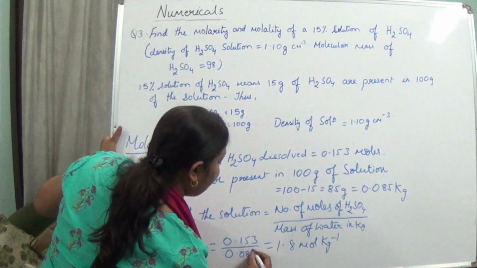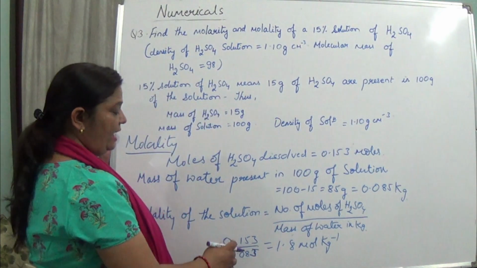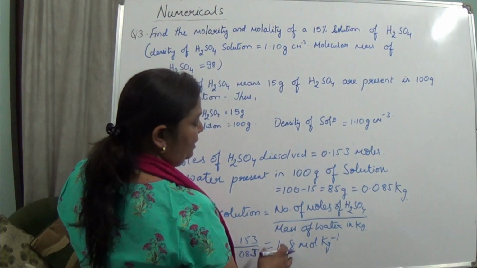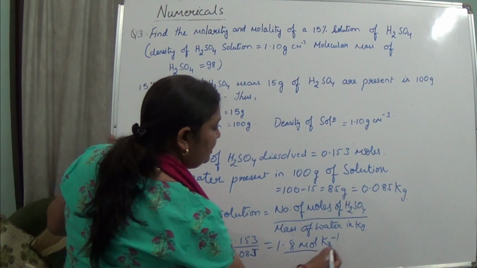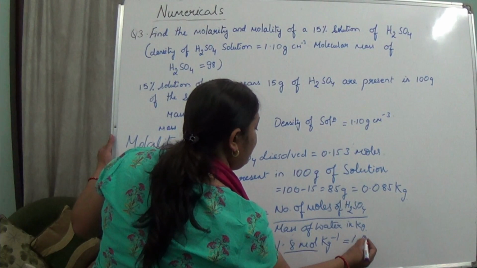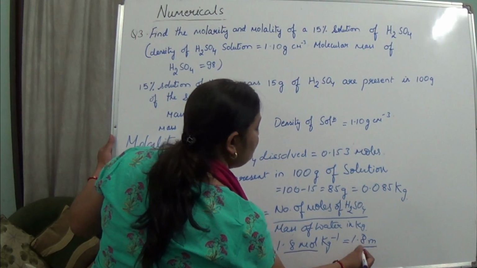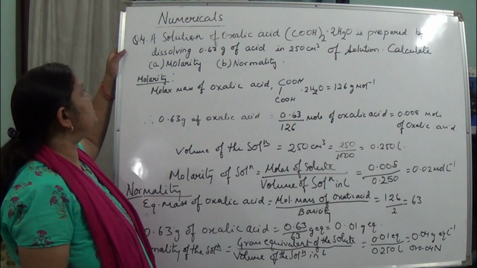0.085, isn't it? 0.085, and when you solve it, you will get how much? 1.8 mole per kg, or you can even write 1.8 m. This stands for molality.